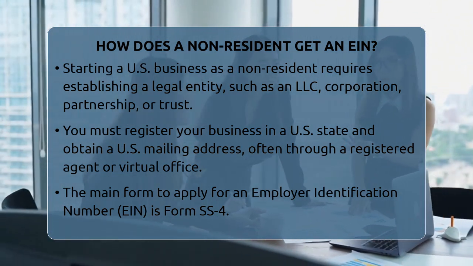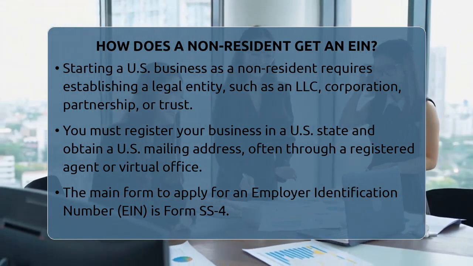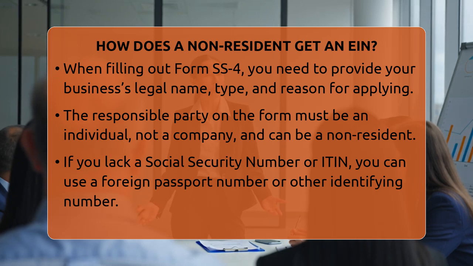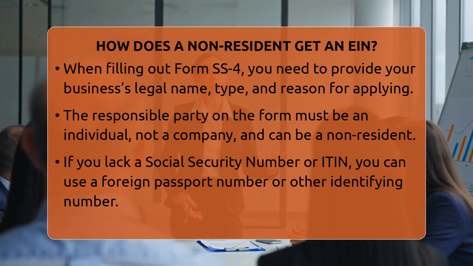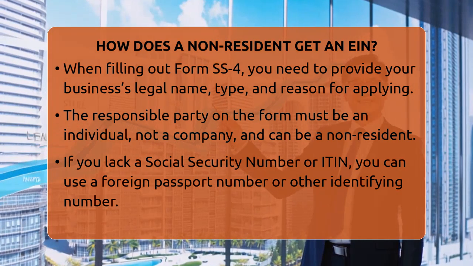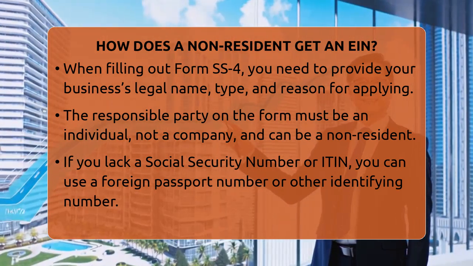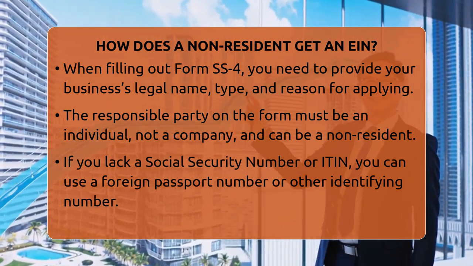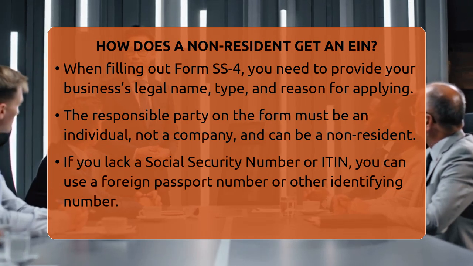Next, you fill out Form SS-4, which is the application for an employer identification number. You will need to provide the legal name of your business, the type of business, and the reason you are applying. For example, starting a business or hiring employees.